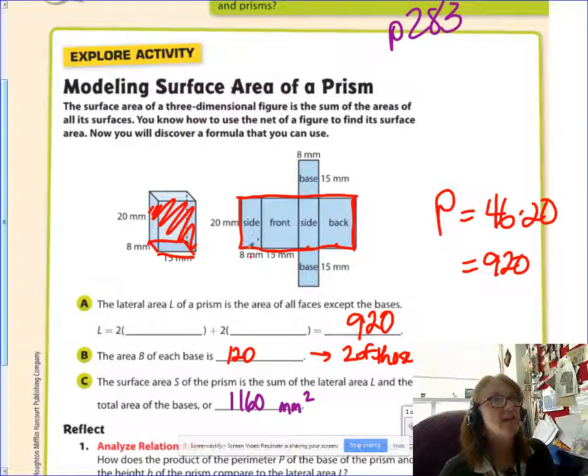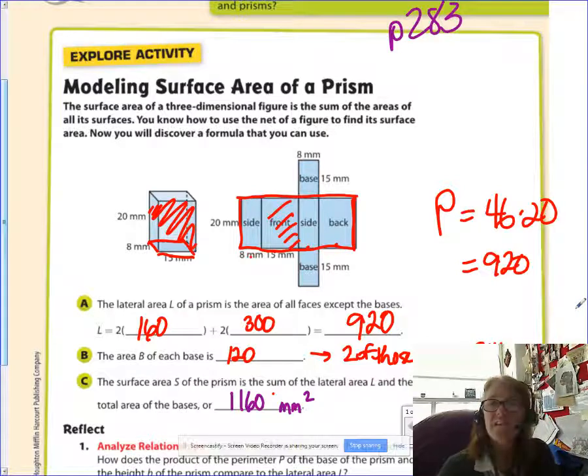Or you could think of it as 2 of the left and right sides, which is what we did before, 2 160s, and then these ones, which were the 2 300s. If you do that, you're going to end up with this same number. Check it on your calculator. 2 of those 120s gives me 240, and then you end up with 1160. There are so many ways you can do surface area. It's just a matter of what way makes sense to you.